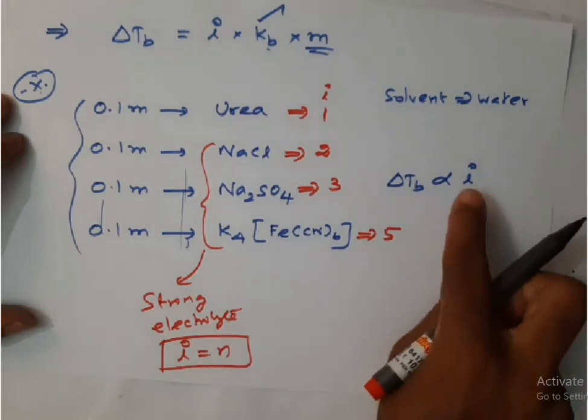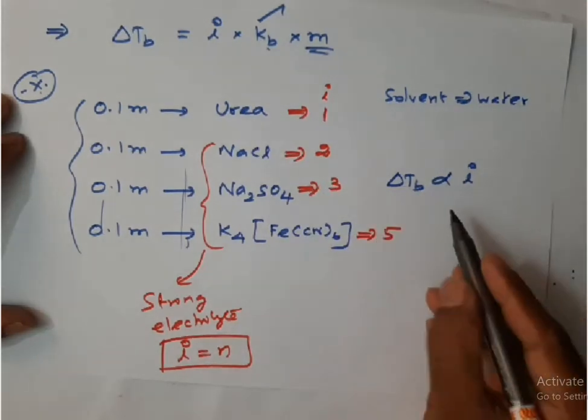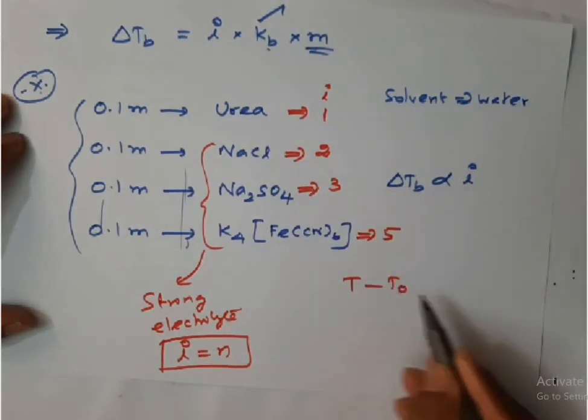Correct? So listen, as i increases, delta Tb increases. What is delta Tb? Delta Tb is nothing but T minus T naught.